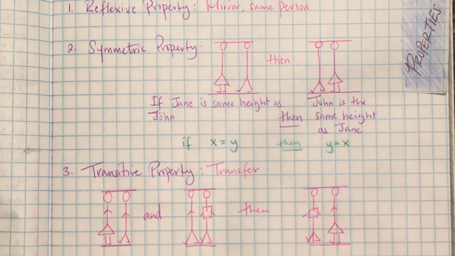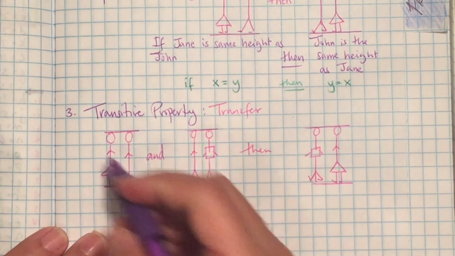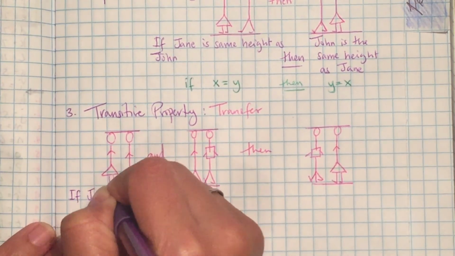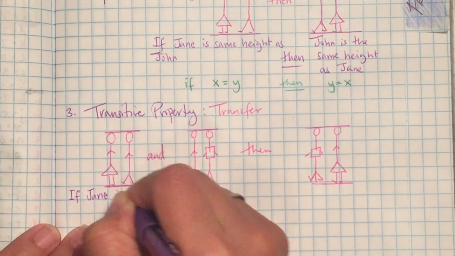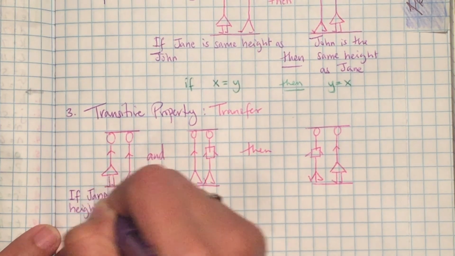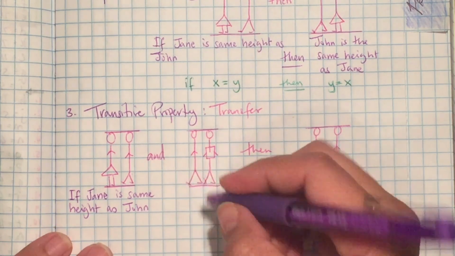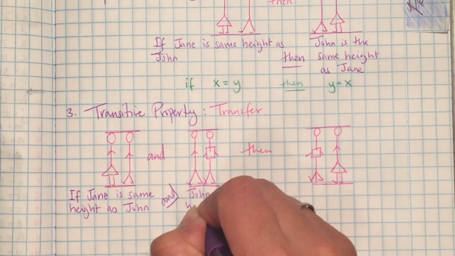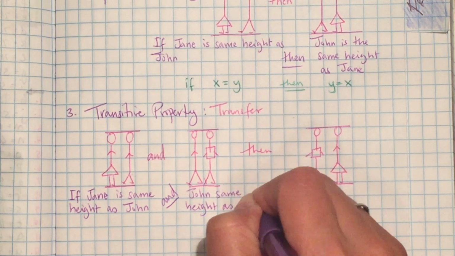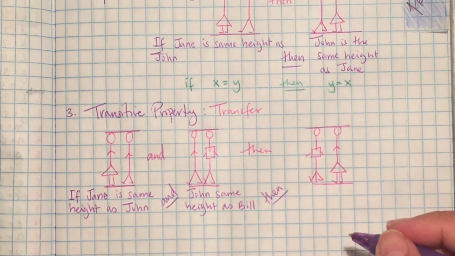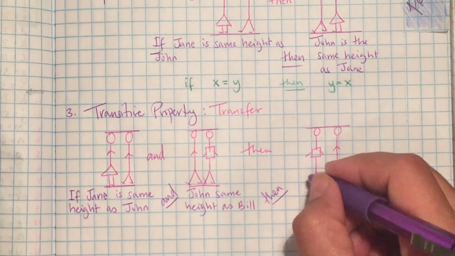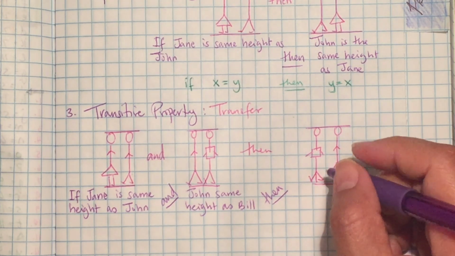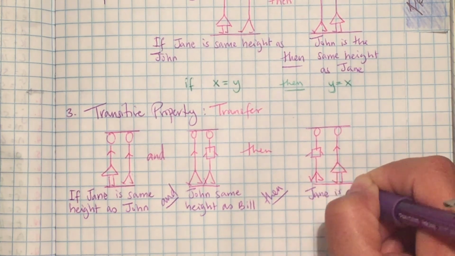So I'm going to go ahead and put that in words. If Jane is the same height as John, and John is the same height as my second boy, let's call him Bill, then Jane is the same height as Bill. This is a listening check. Color in the word Jane.